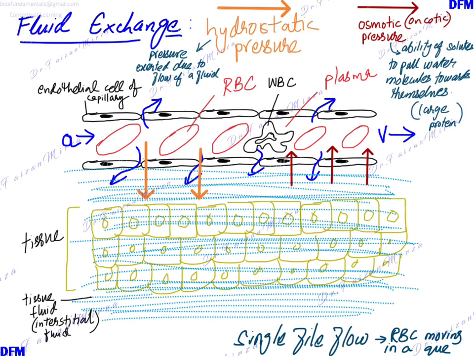Along a capillary, fluid exchange is occurring. At the arteriole end, there is a high hydrostatic pressure, which promotes the formation of tissue fluid. At the venule end, there is a high osmotic or oncotic pressure inside the capillary, which causes the tissue fluid to be reabsorbed back into the capillary. So this sums up fluid exchange.